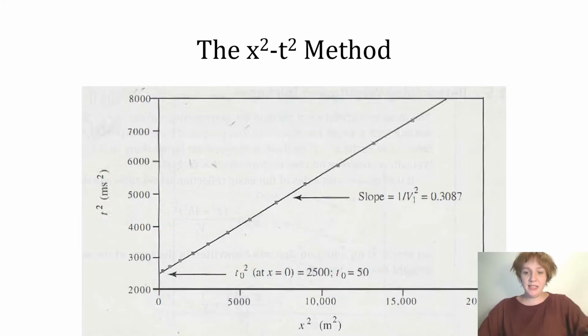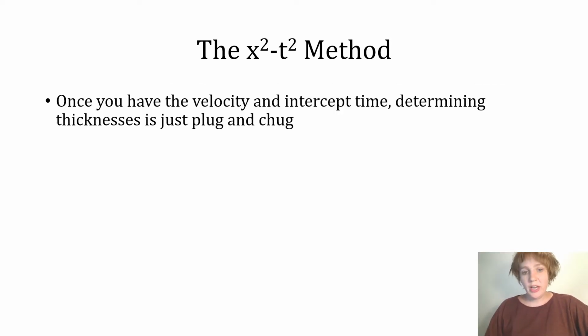One way of analyzing this type of data is to create an x squared t squared plot. So this literally means that you're taking the distance from the shot and squaring it, and you're taking the two-way travel times and squaring them, and then plotting these two parameters against one another in order to get a plot very similar to the xt plot, from which you can use slopes to determine velocities and intercept times to help you figure out the thicknesses of the layers. Once you are able to determine the velocity and the intercept time off of that graph, then determining the thickness is really just a matter of plug and chug.